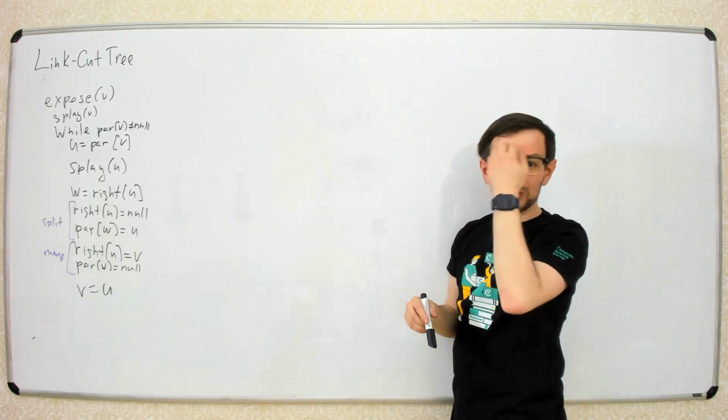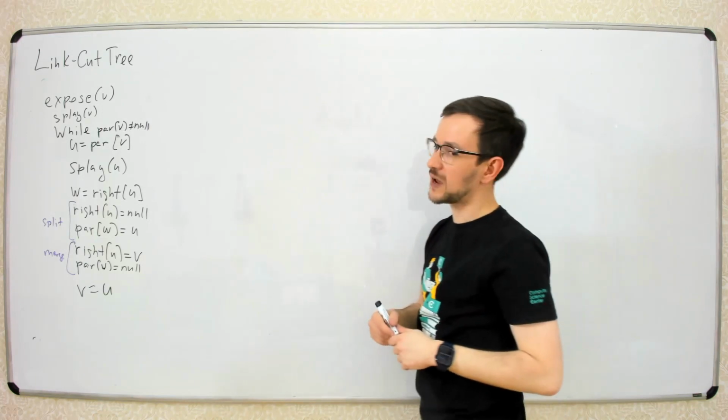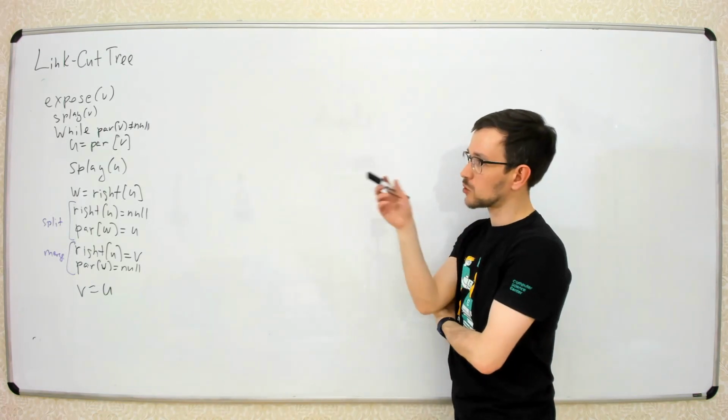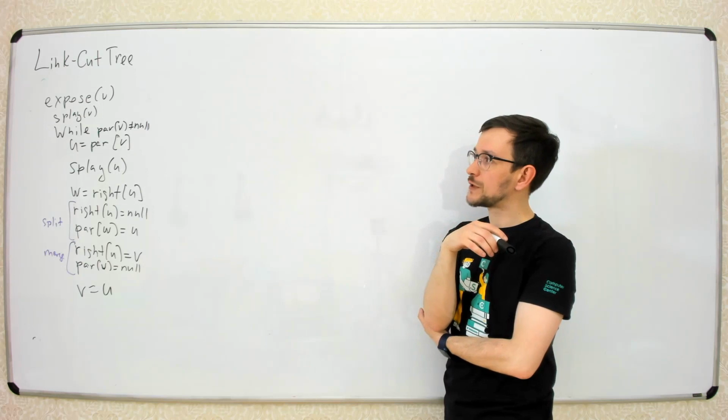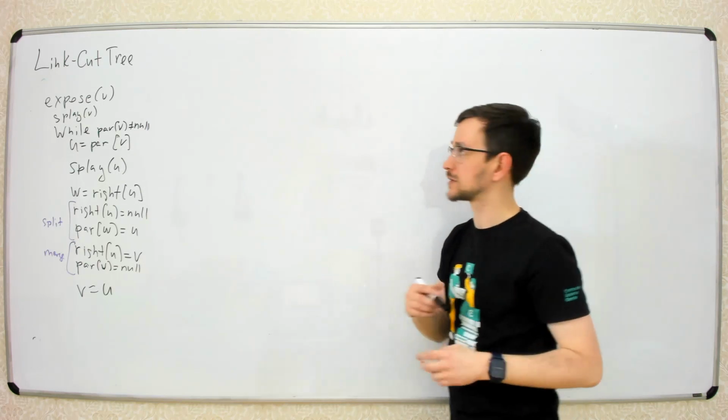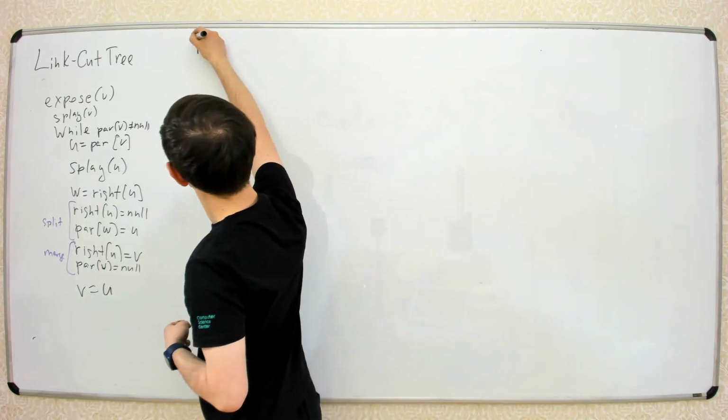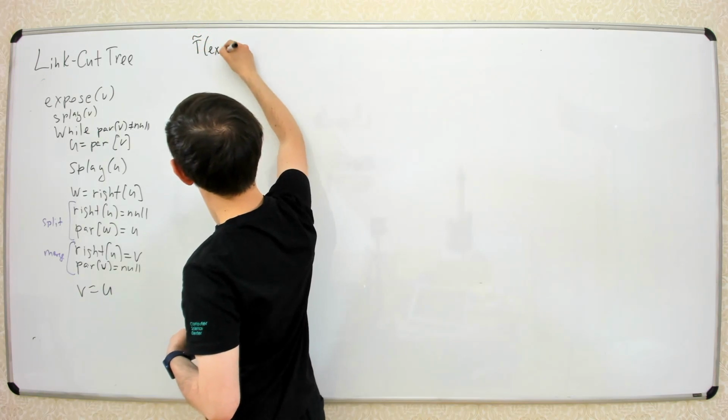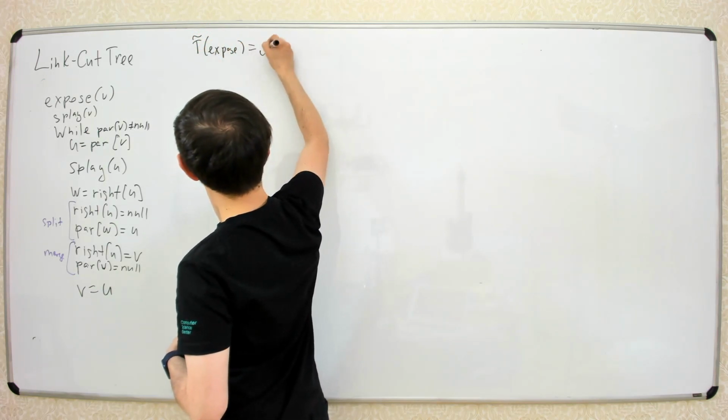Cool. So now I will try to prove that the time complexity of this expose function is log n. Actually, not the actual time complexity, but the amortized time complexity. So the amortized time complexity of this expose function is log n.